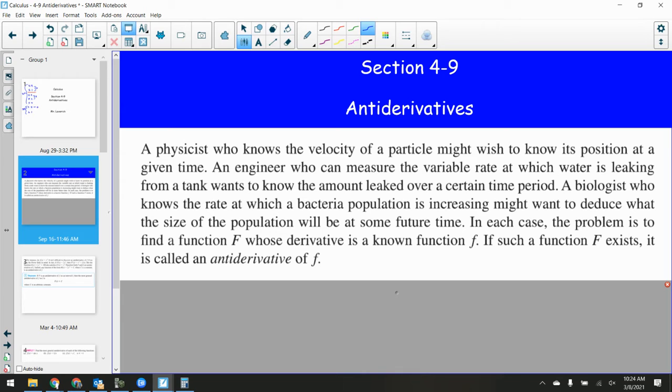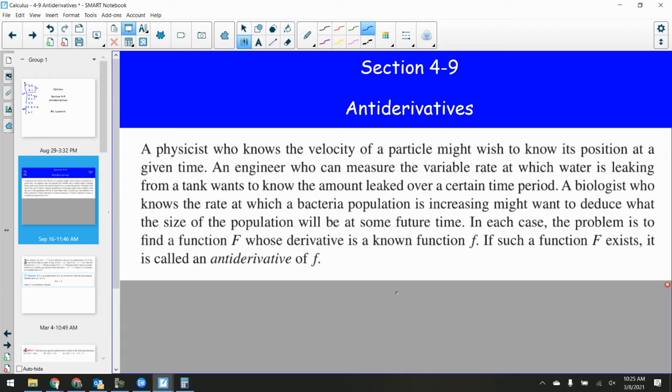An engineer can measure the variable rate at which water is leaking from a tank. So say you're able to measure the rate of change. What if you want to work backward to find the actual amount of water leaked over a certain period of time? Or say a biologist knows the rate at which a bacteria population is increasing, but wants to figure out the size of the actual population. If you know a rate, how do you work backward to find the original amount? That's what we're going to be working with: antiderivatives.